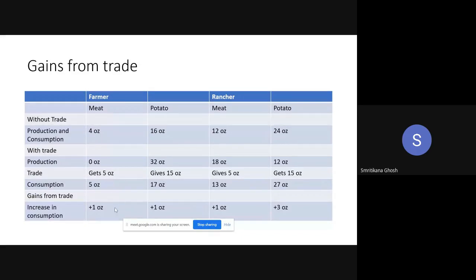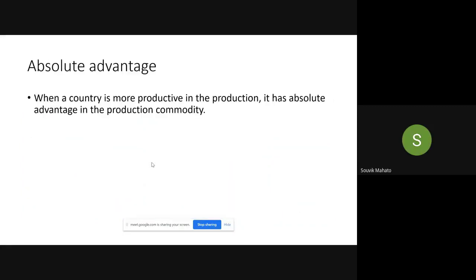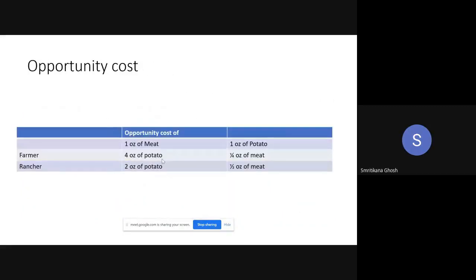So what is the opportunity cost of this 5 for 15? That means per unit, the opportunity cost is 3. But when I am going to produce it, it will be 4. Opportunity cost for me is 4. But if I exchange, it's only 3. So it's better to exchange.